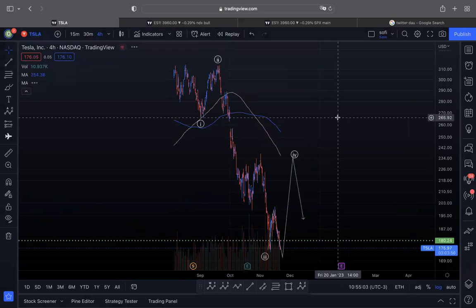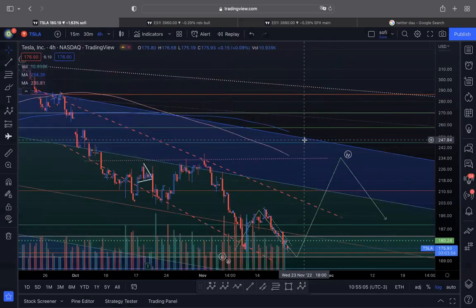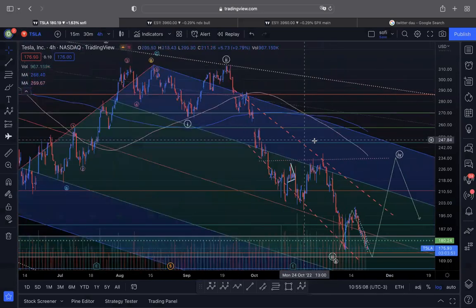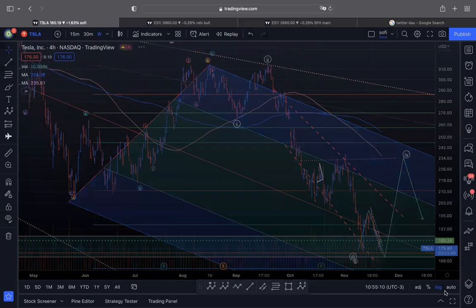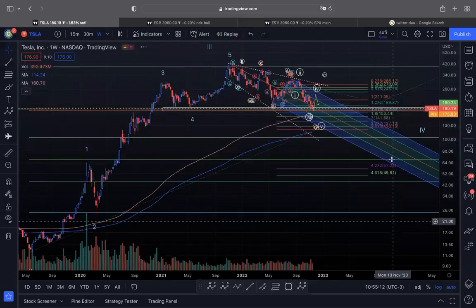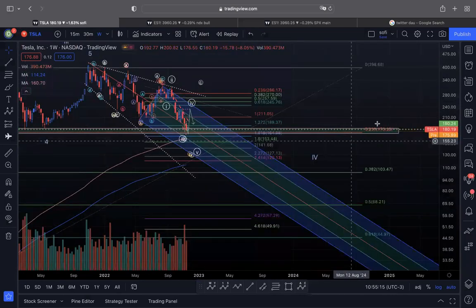With that being said, one of the stocks I am interested in is Tesla, just because it's lagging with the rest of the market. And if I go to the weekly chart of Tesla, you guys can see this major demand zone, right? And it has a major fib level.